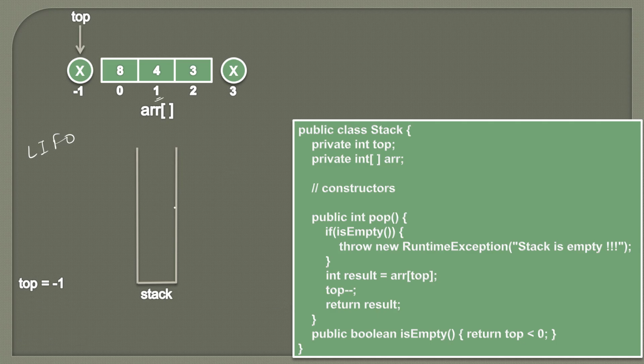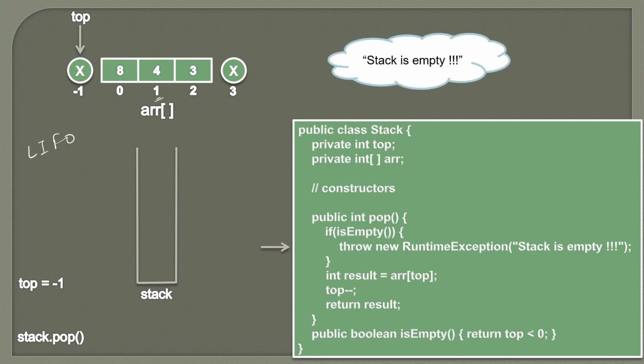Now here the stack is empty, so if we again call the pop method, we first check whether the stack is empty or not. So here you can see the value of top is -1, so top is less than 0, which signifies that the stack is empty, so true will be returned, and this if block will get executed, and we simply throw a runtime exception that the stack is empty, which signifies that there are no more elements to be popped from the stack.